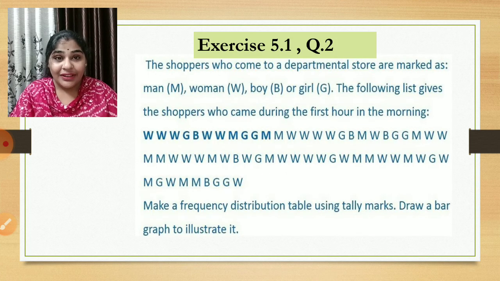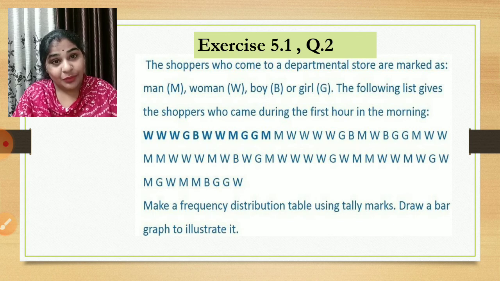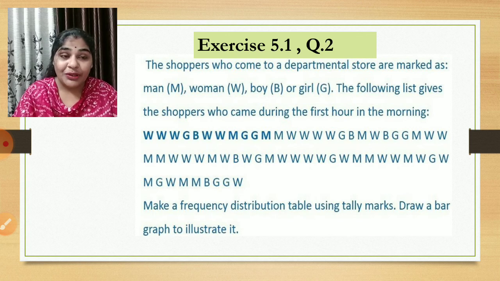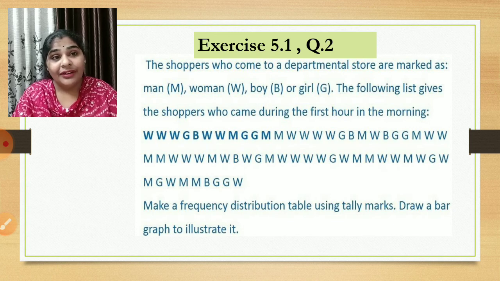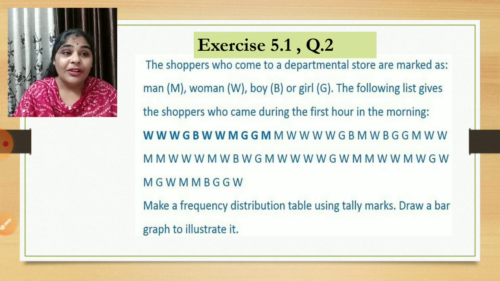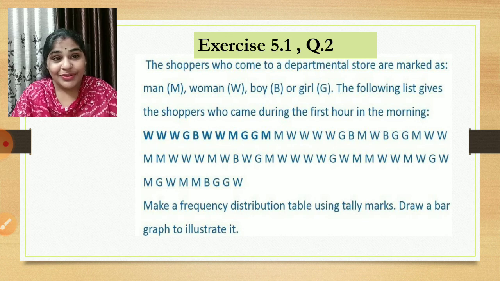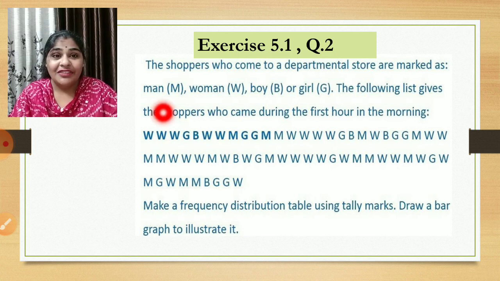So let us begin with our exercise 5.1, children. Let us start with 5.1, question number 2. The question number 2 says that the shoppers who come to a departmental store are marked as M for man, W for woman, B for boy, or G for girl. The following list gives the shoppers who came during the first hour in the morning. So this is the data given to us of those who came in the first hour in the morning.